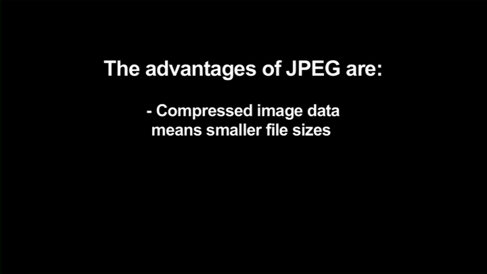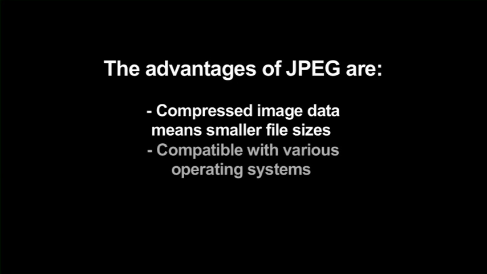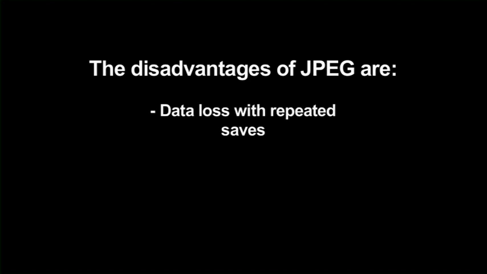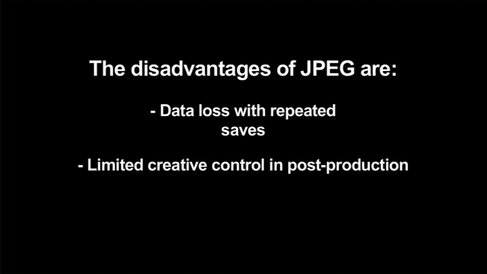Once you have that perfect photo, then you need to store it. There are 3 main formats: JPEG, RAW, and TIFF files. Each one has its advantages and disadvantages. JPEG is the most common format people use. One of the biggest advantages is that it compresses image data, so you end up with a much smaller image file. It opens in PC and Mac, and it's instantly ready to use. The disadvantages are that JPEGs lose data each time they're saved, and the range of changes you can make in post is quite limited.